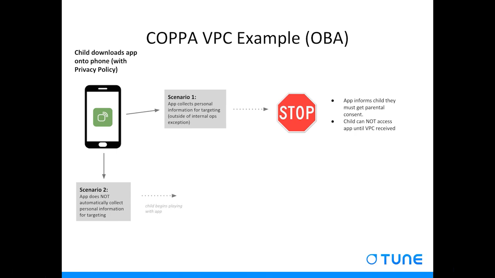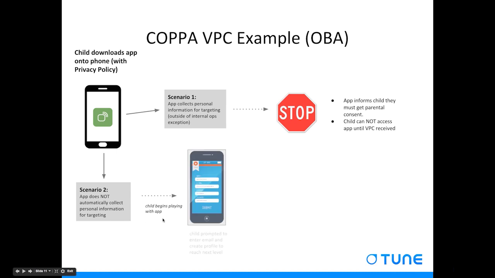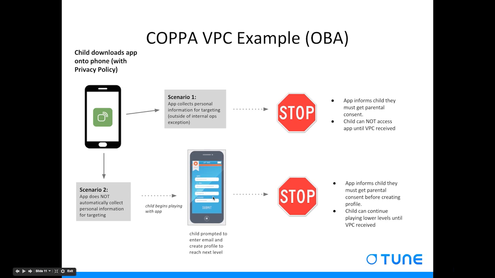In the second scenario, an app does not automatically collect personal information for targeting. The child is allowed to play with the game or app, but then at one point they are prompted to enter their email address or create a profile with the app to reach the next level of the game. When that happens, or before that happens, the app needs to inform the child about parental consent, and then once the notice is provided to the parent and parental consent, or VPC, is received, the child can continue with the game. So that's essentially the two scenarios of how VPC might play out for a game or app, either using a VPC provider or if you as a site or app elect to do the VPC yourself.